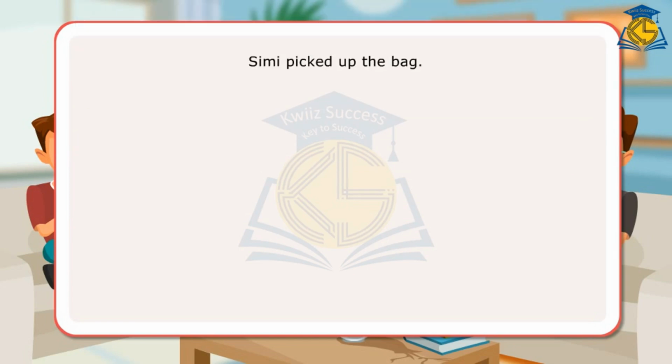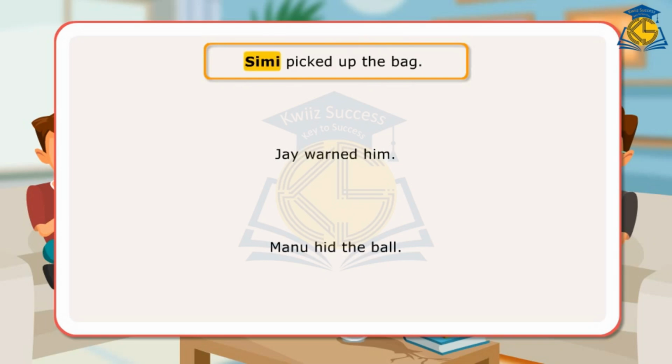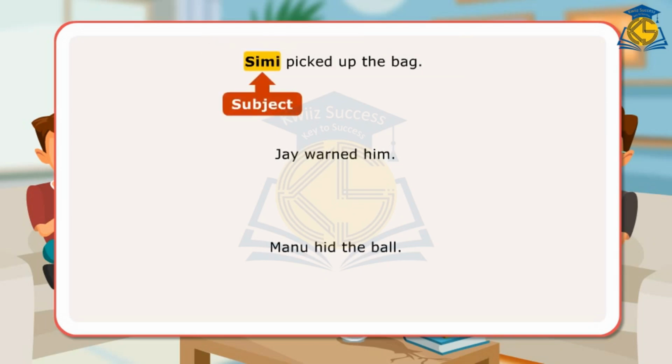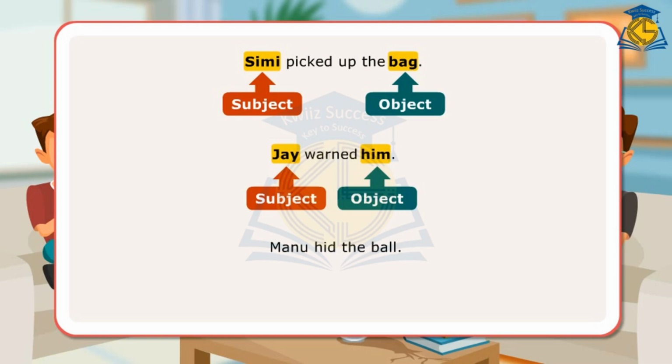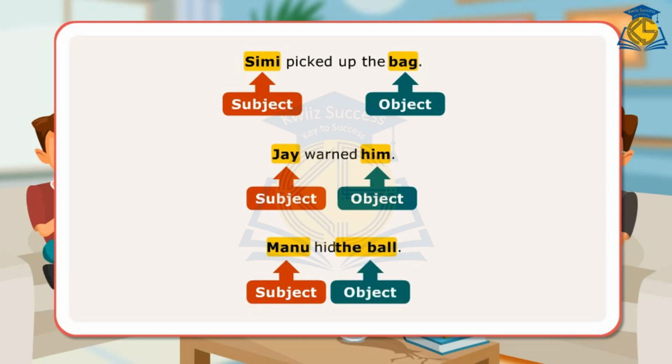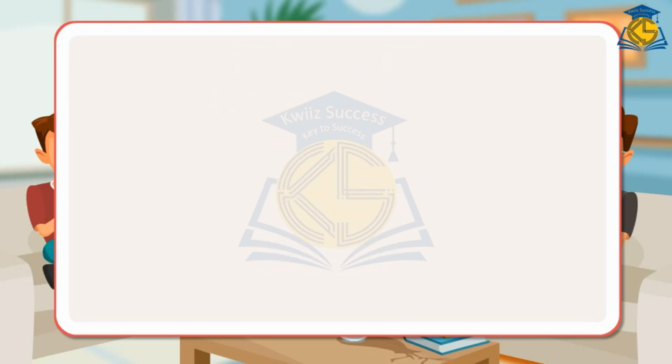Simi picked up the bag. Jay warned him. Manu hit the ball. In the first sentence, Simi is the doer of the action and the subject, while the bag received the action and is the object. In the next sentence, Jay is the subject as he is the doer of the action, and the object is him, being the receiver of the action. In the third sentence, Manu is the subject since he performed the action, and the ball is the object since it received the action. Here are some more examples of subject and object.